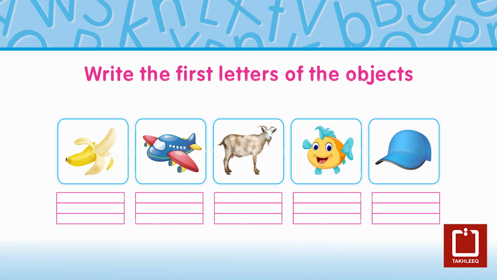First, we shall say the name of the given pictures and identify the first letter of the words. पहले हम दी गई तस्वीरों का नाम कहेंगे और अल्फाज का पहला हर्फ पहचानेंगे. Then we shall write the first letter on the lines given below. फिर हम पहला हरफ नीचे दी गई लकीरों पर लिखेंगे.